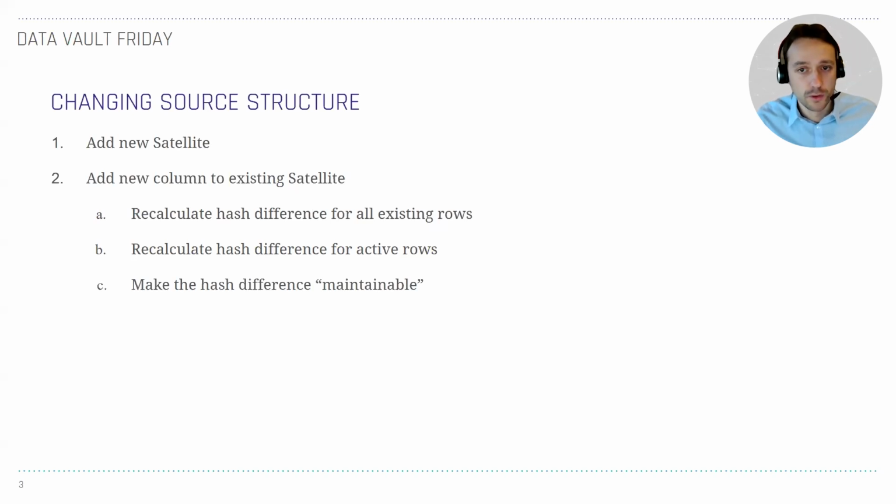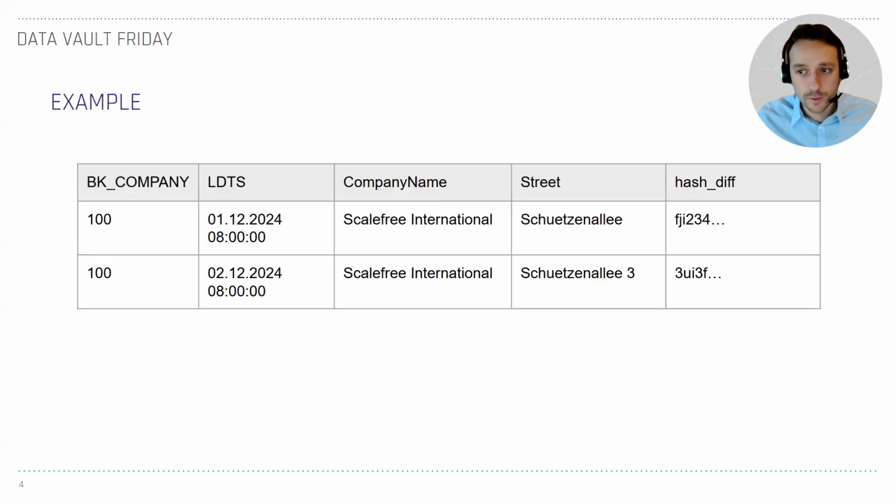But now the question is about the hash diff. So you decided to add the new column to an existing satellite instead of creating a new one. I've brought a small example here. Of course, this is a simplified satellite structure. So the hash key, for example, is missing, instead of the business key, and record source and so forth. So we have a company satellite, a satellite hanging on the company hub, with two records.